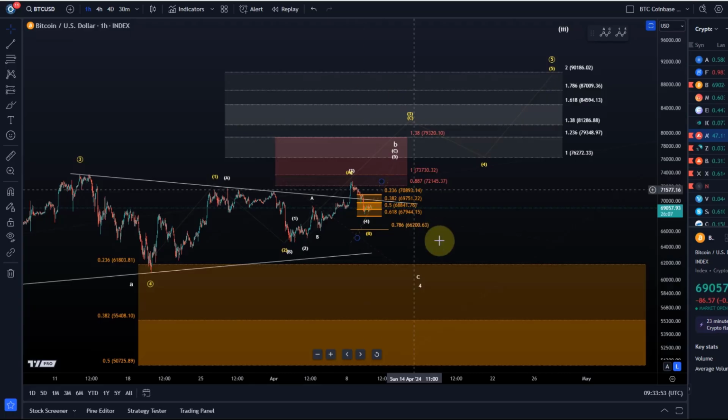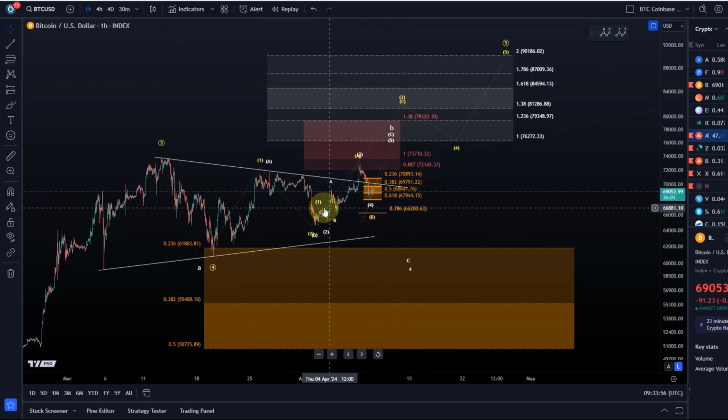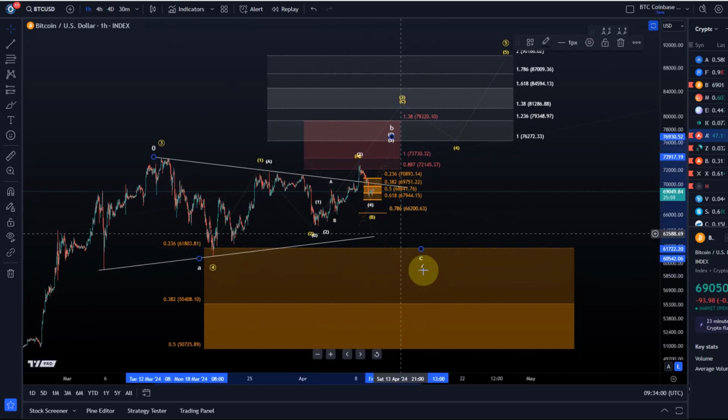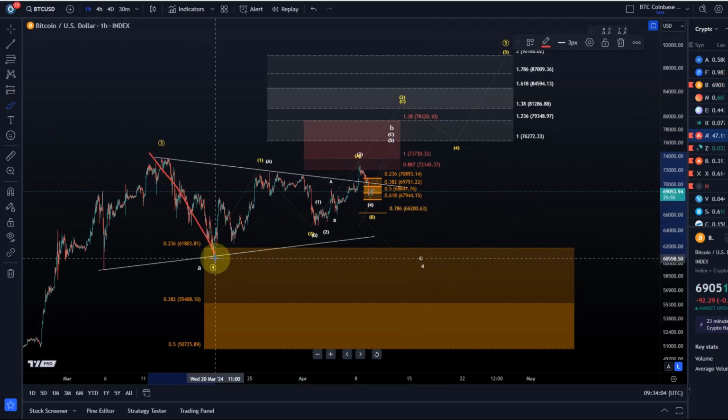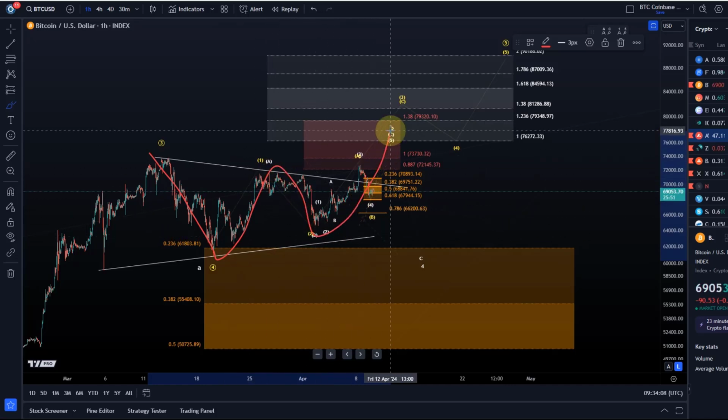Now let's take a look at the shorter time frame. This is the 1 hour time frame. Here you see the two scenarios. You see the larger B wave that could result in a C wave to the downside. So A wave, as I said, bottomed on the 20th of March, then an ABC structure in wave B. Ideally, I'd like to see one more push higher, but it's getting challenged.